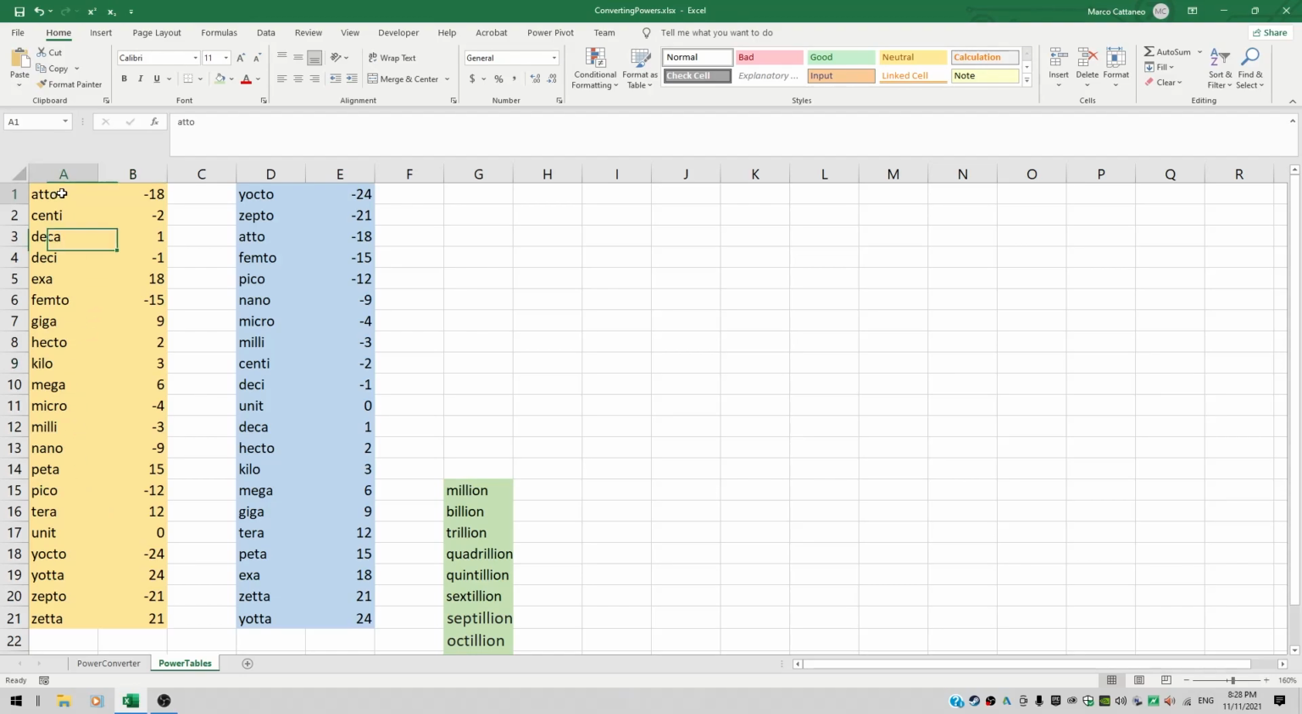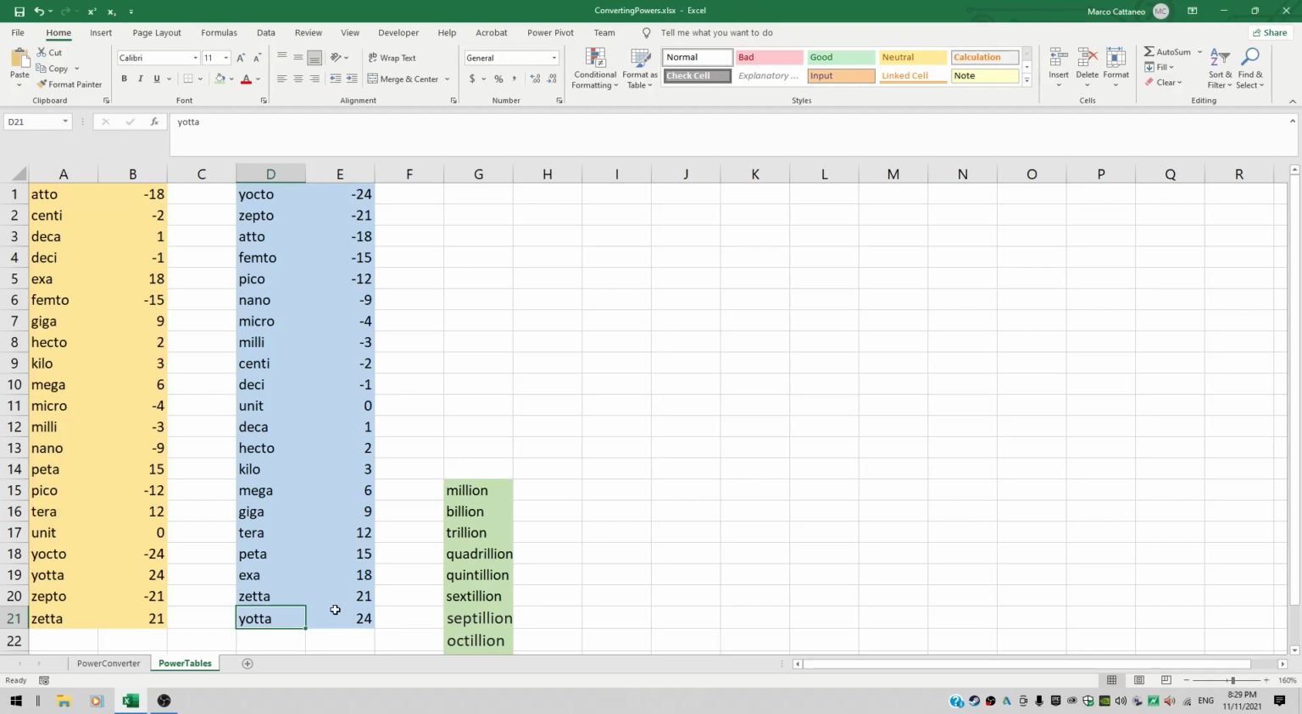Two tables here. This is my VLOOKUP table, which is named power underscore table. Column A needs to be in alphabetical order, so it's nicely sorted here, going from A all the way to Z. This one is my pick list, which is simply going from a very, very small 10 to the power of minus 24 to very, very, very big iota, 10 to the power of 24. So you've got 48 powers in between there. That's quite a range, okay?